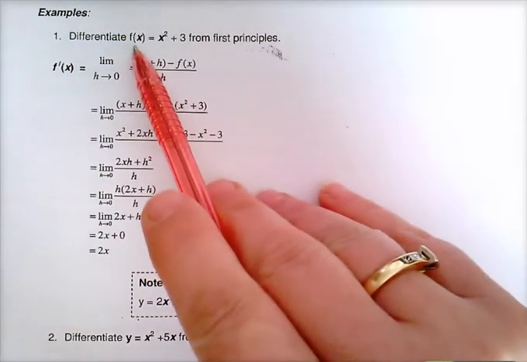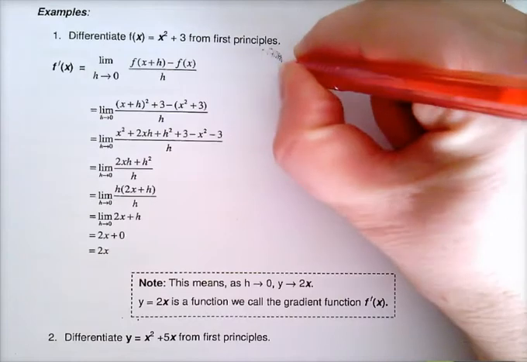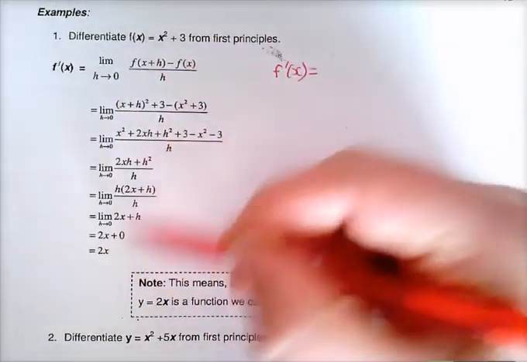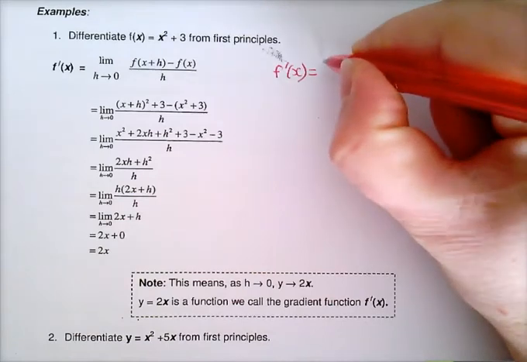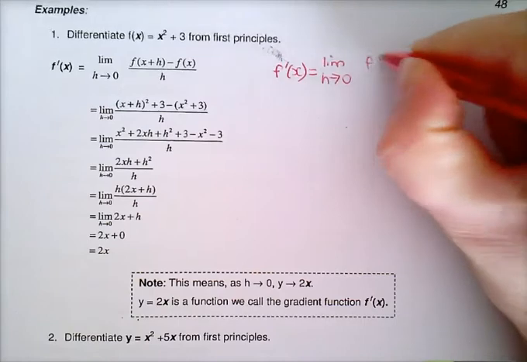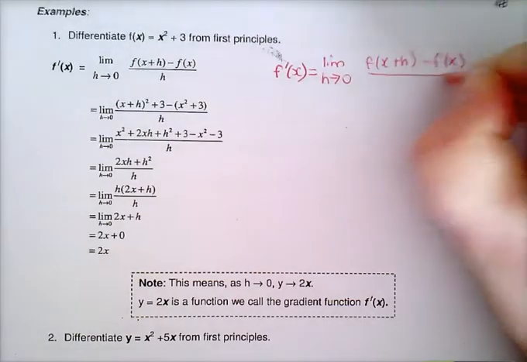When we're being asked to differentiate it, what it's asking us to do is to find the gradient function. So we're trying to find f dashed x. Now it's all worked out here, but I'm going to do it over here as well. So the gradient function is the limit as h approaches 0 of the function of x plus h minus the function of x over h.